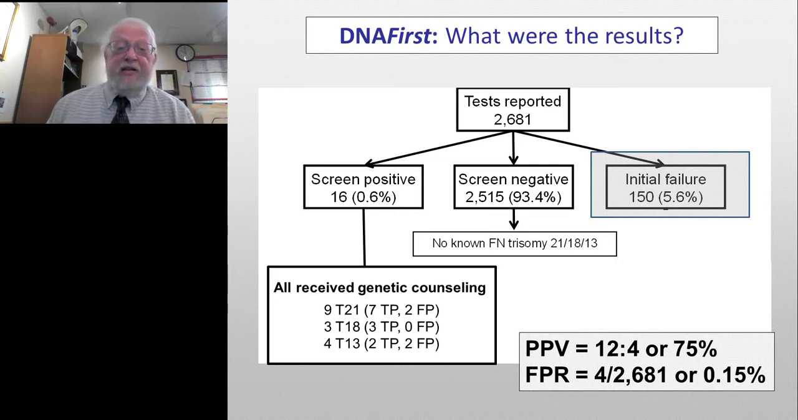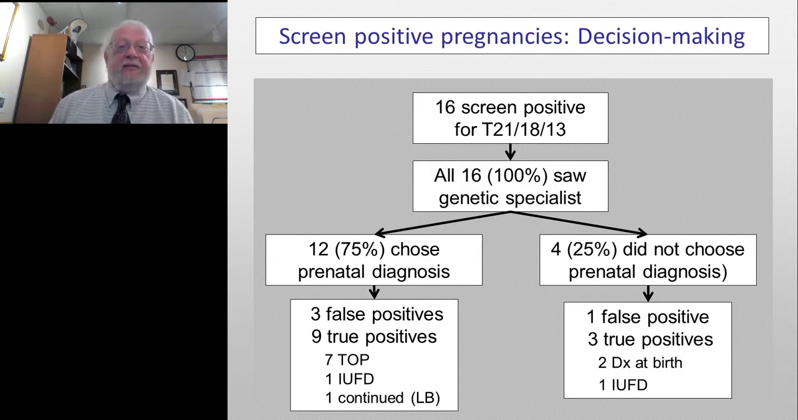So if you wanted to look at the predictive value, it's 12 to 4, which is about 3 to 1. And this is a general population. You don't expect the positive value to be terribly high. It's not going to be 90, 95, 98%. It was 75%. That's probably about where you expect. The false positives, those 2 plus those 2, 4 out of 2681, or about 0.15%. So the performance was kind of as expected.